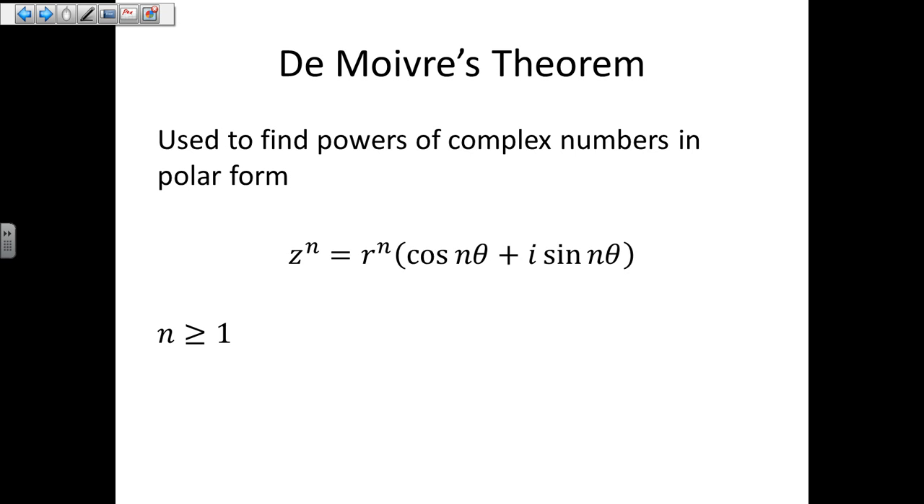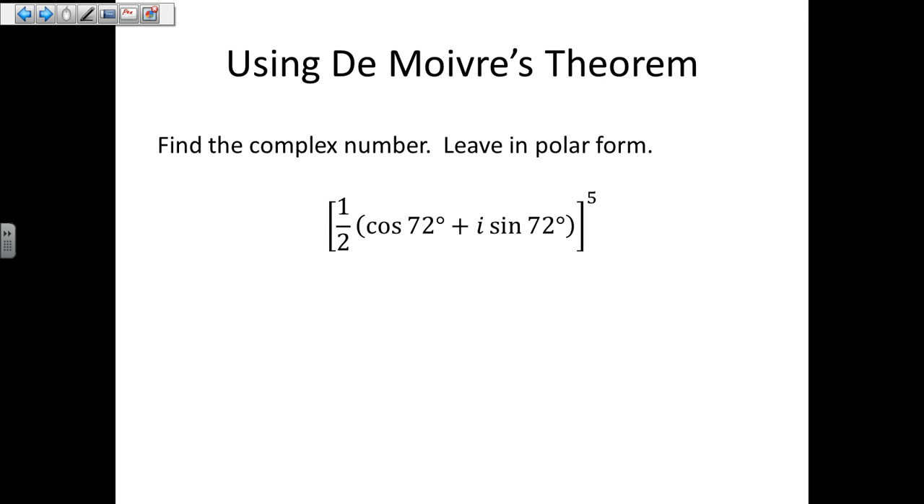If I want to put a power on a complex number z, I simply put that power on the radius, and then I multiply that same power to the angle in both cases. Now the only condition here is that n is bigger than or equal to 1. So don't try to use Moivre's Theorem for powers that are lower than 1, because really a power that's lower than 1 is a root, and we've got a different way to deal with that. So this is only for actual powers. Now obviously we should look at an example.